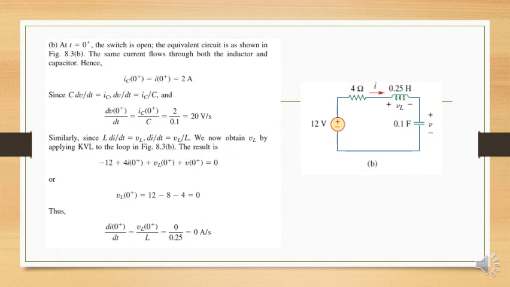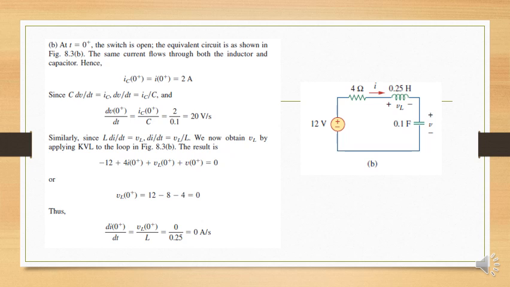Now, the part B of our problem. What is part B? Part B states that you have to find the value at t greater than 0, not t less than 0, not t equal to 0. It would be the value of all the components, I and V, at t greater than 0.